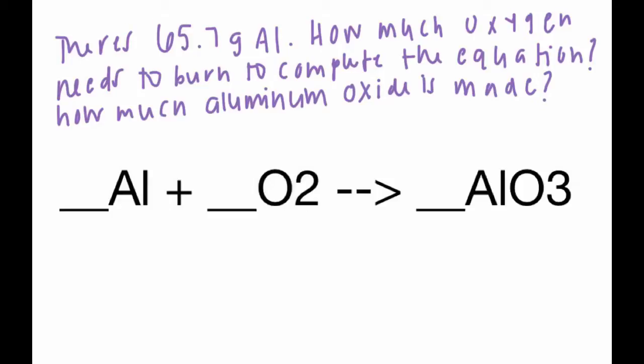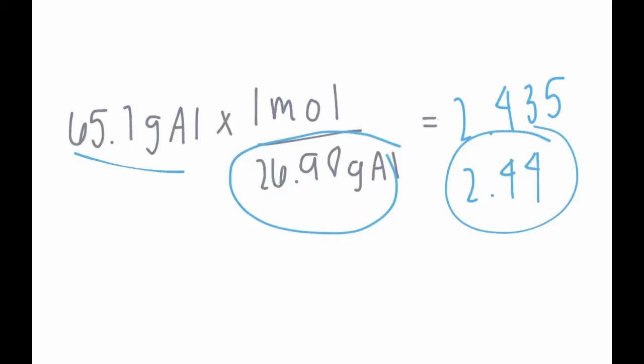Okay, so the problem we're given is there's 65.7 grams of aluminum, how much oxygen needs to burn to complete the equation, and how much aluminum oxide is made. So the first thing we're going to do is change grams to moles of Al. So we're given 67.5, and then we're going to divide that by the molar mass given to us on the periodic table for aluminum, which is 26.98. And then we'll find that that is 2.435, and we'll round that to 2.44.